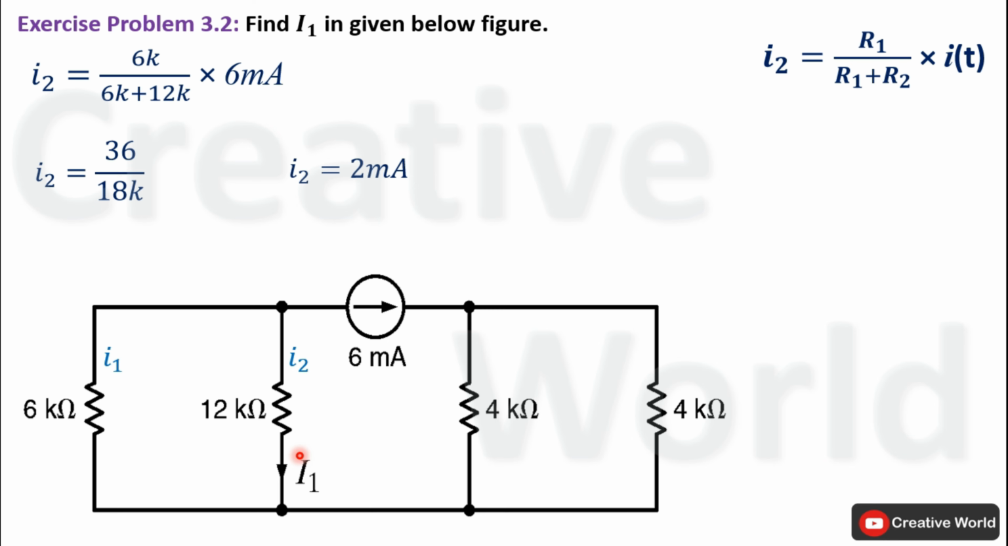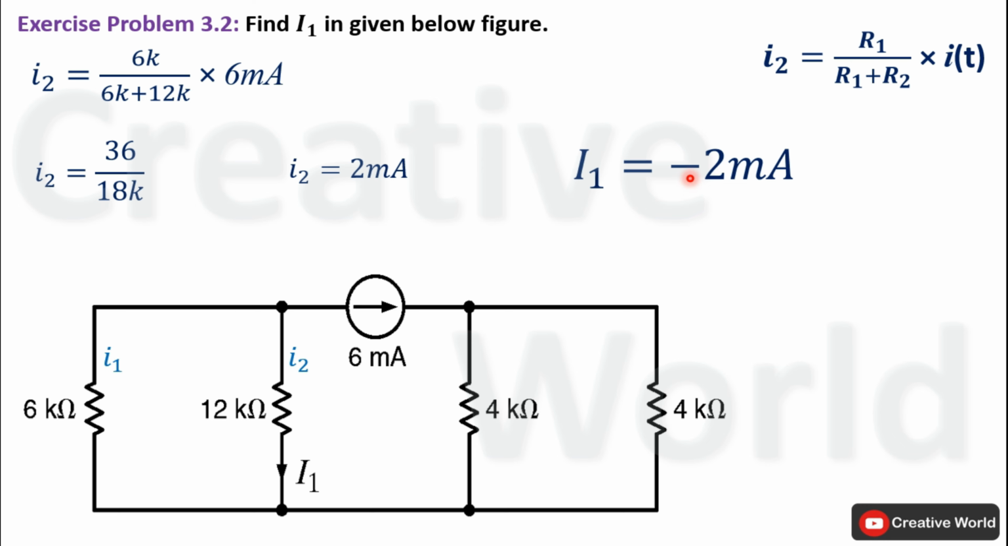But in this scenario, it is asked to calculate the value of current I1 with this specific direction. Direction of current I1 is downward, while the actual direction of current through this branch is upward. So we can say that I1 and I2 are opposite in direction to each other but have the same magnitude because of same branch. We can say that I1 will be equal to minus I2. So the value of current I1 through this branch will be minus 2 milliampere.